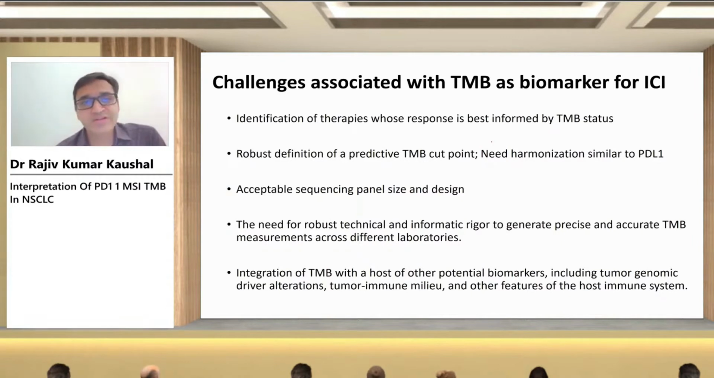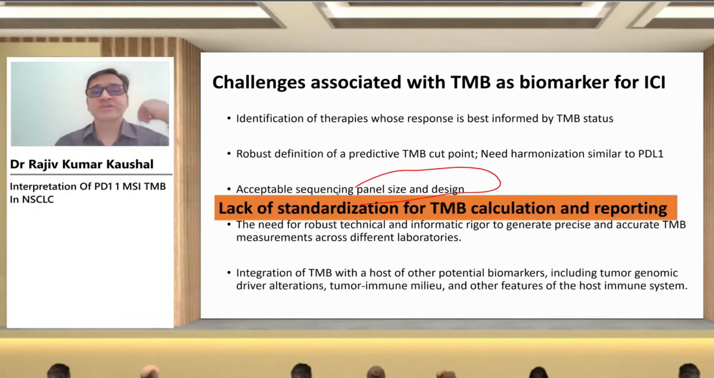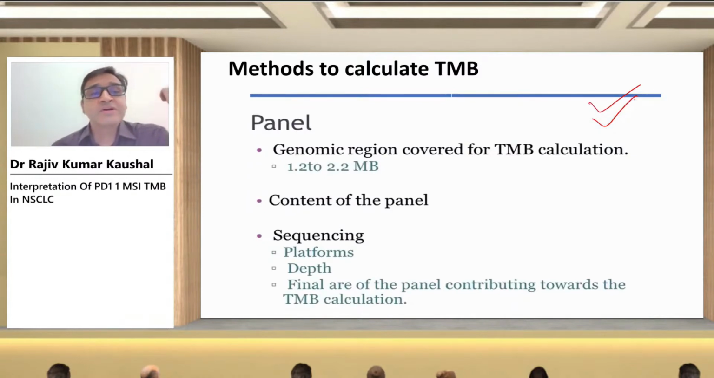The answer is still not very clear, but it also needs harmonization similar to PD-L1, and there are issues related to the panel size used, and hence standardization for TMB is required. How do you calculate the TMB? There are two ways. One is to do whole exome sequencing or a targeted panel. Use of a targeted panel is definitely preferred because it also gives information about other biomarkers.